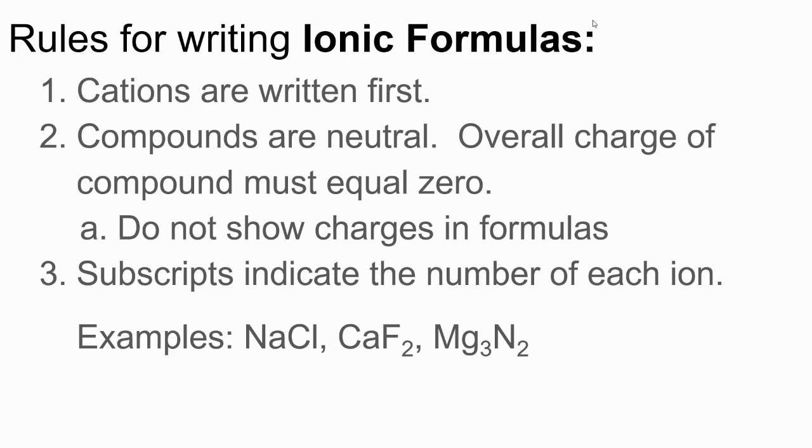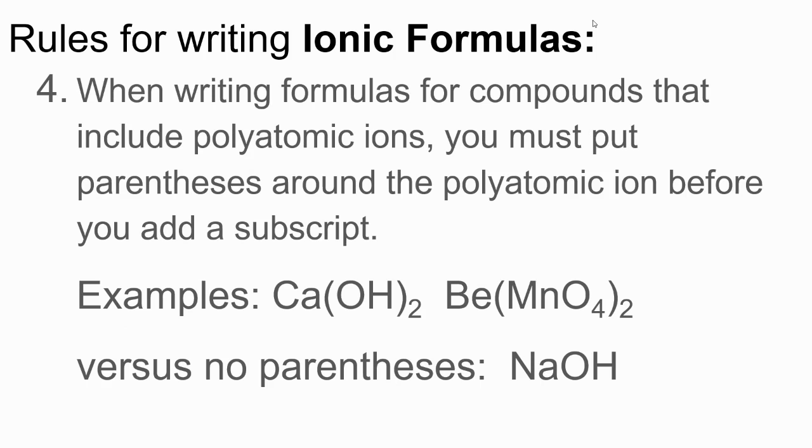Fine. Okay, here's the next rule. When you're writing formulas for compounds that include polyatomic ions, you have to put parentheses around the polyatomic ion before you add a subscript. So calcium is 2+, hydroxide is 1 minus. I need 2 minus charges to balance the calcium 2+ charge, so I need 2 of the polyatomic ions, and I have to put parentheses around that. Or beryllium permanganate. If I need 2 permanganates, then I need to put parentheses around that before I put the 2.